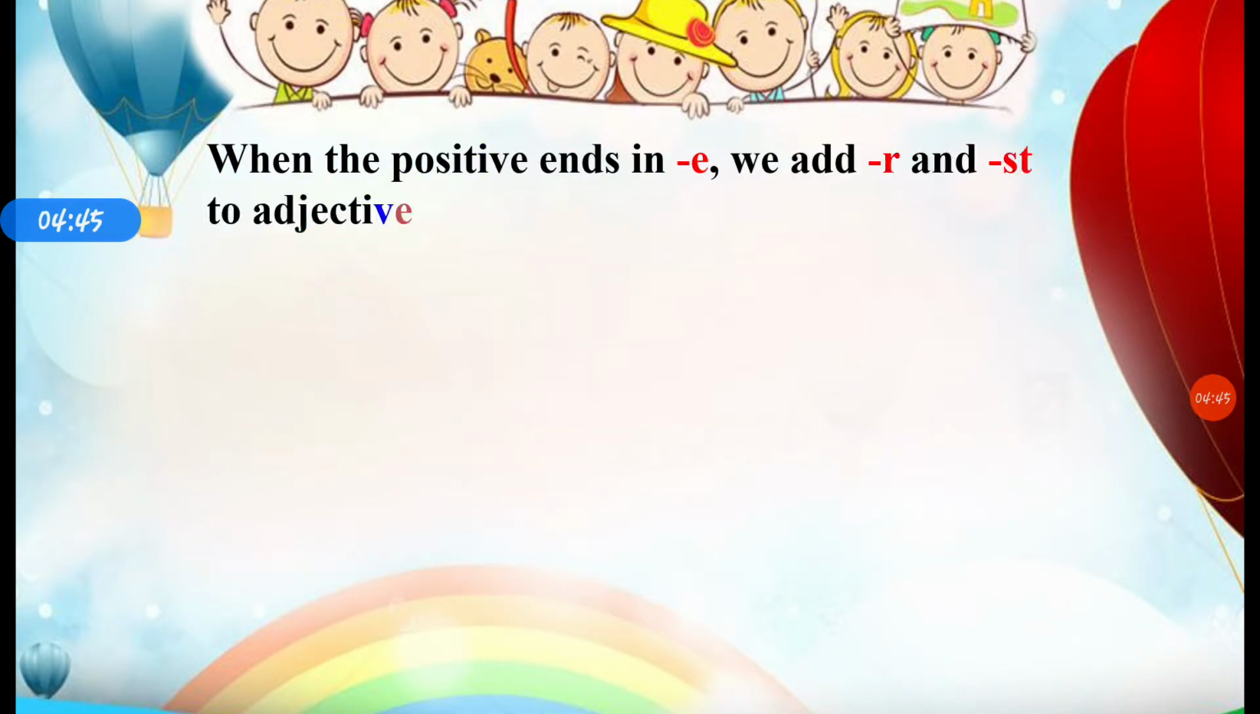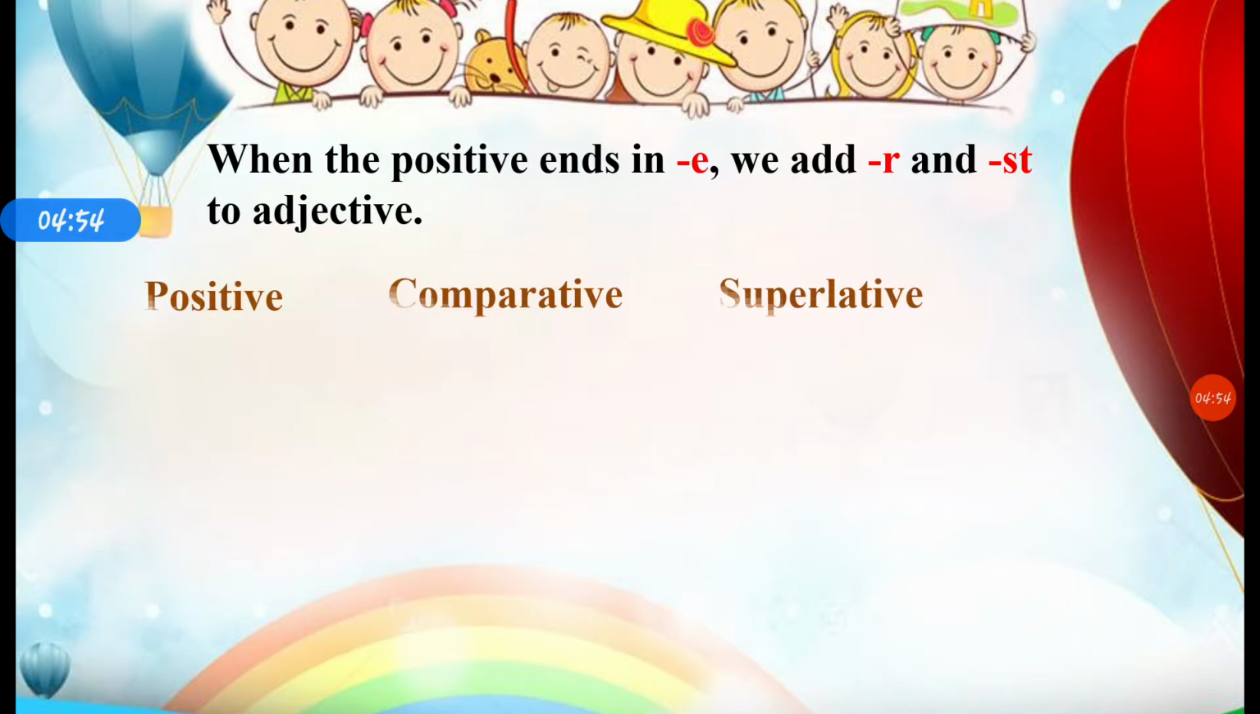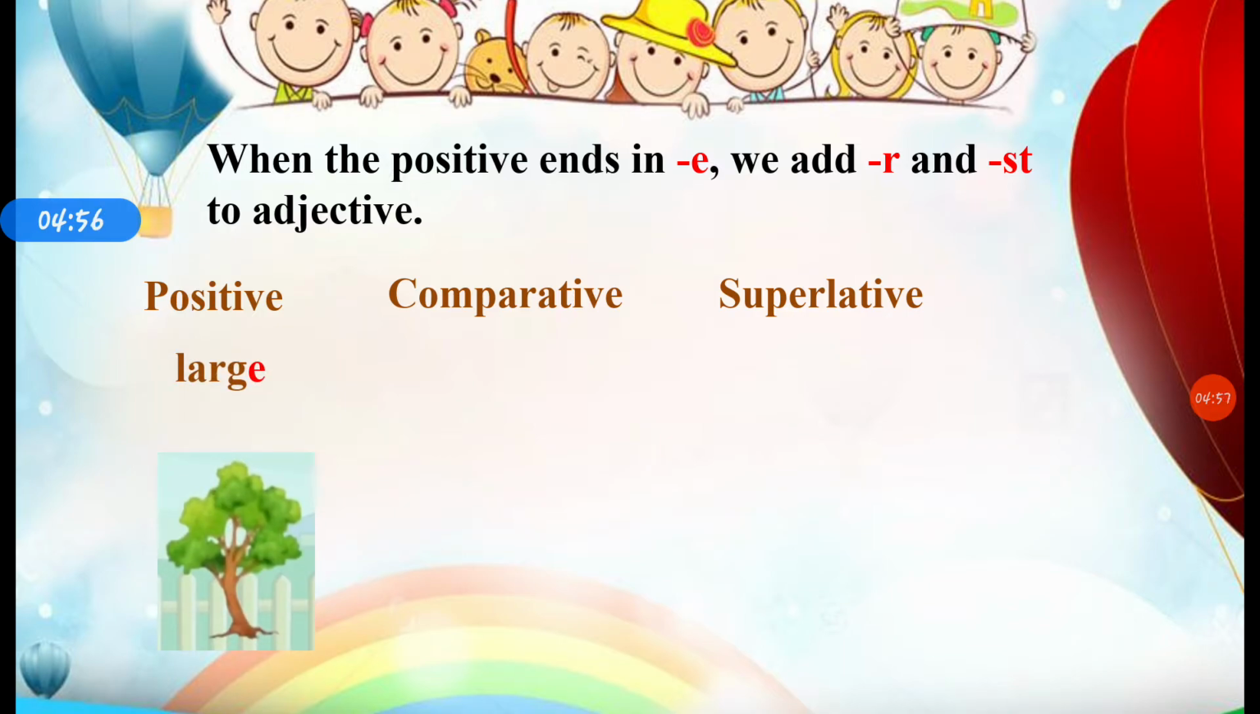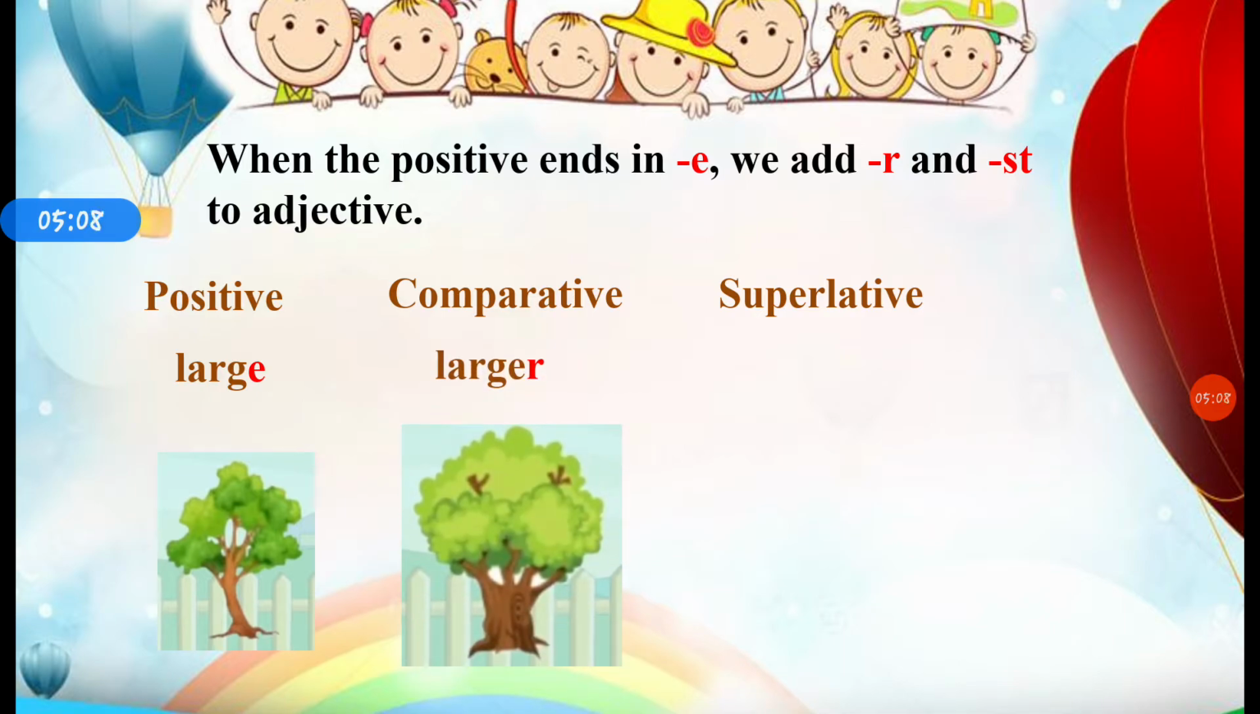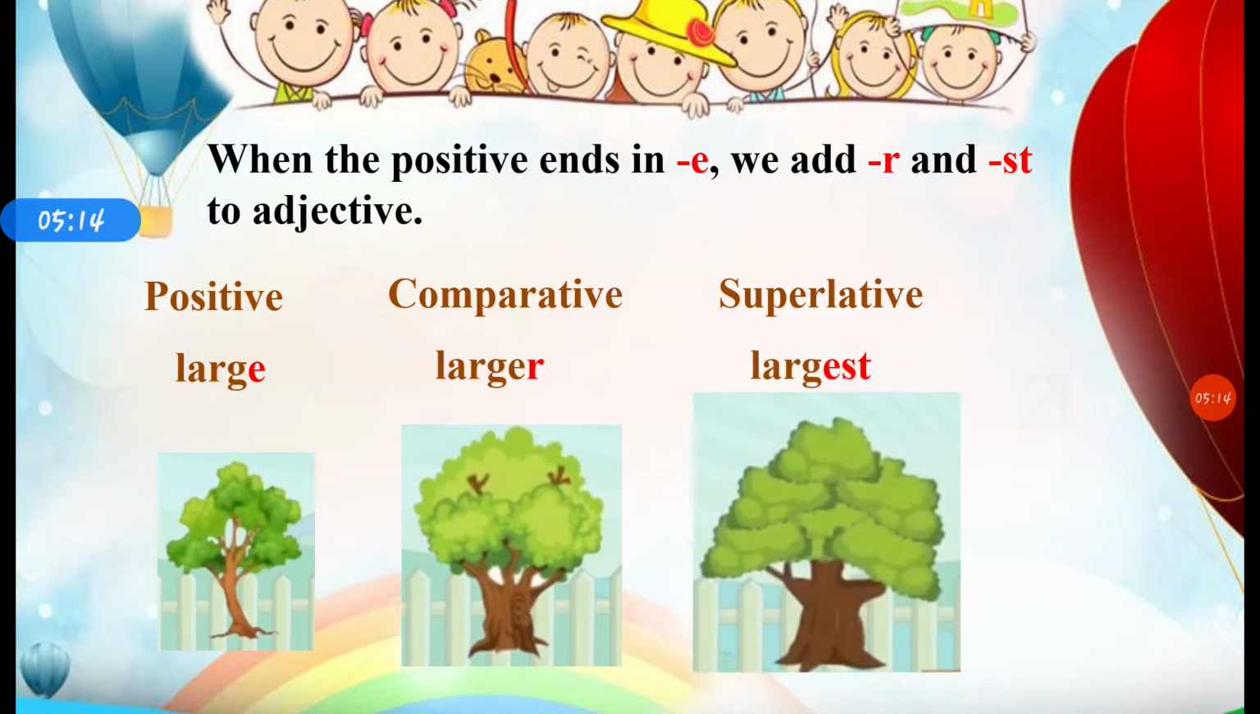When the positive ends in e, we add r and st to the adjective. Example, large. So here the adjective large ends with letter E. So in comparative degree we add only R. So it becomes larger, and in superlative degree we add ST. So it becomes largest.